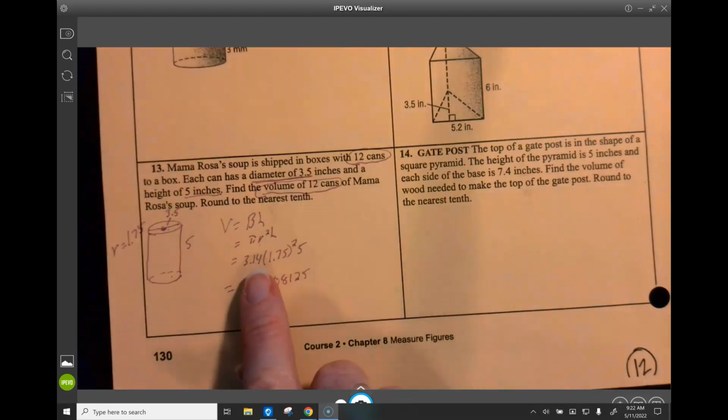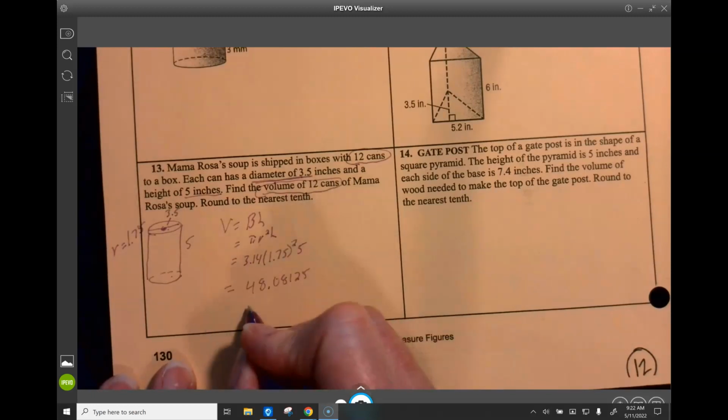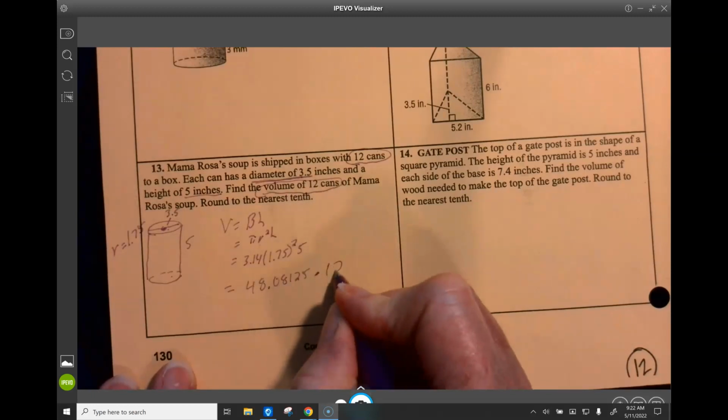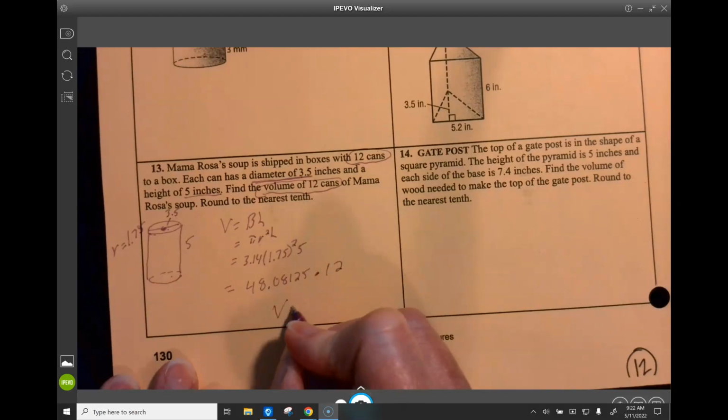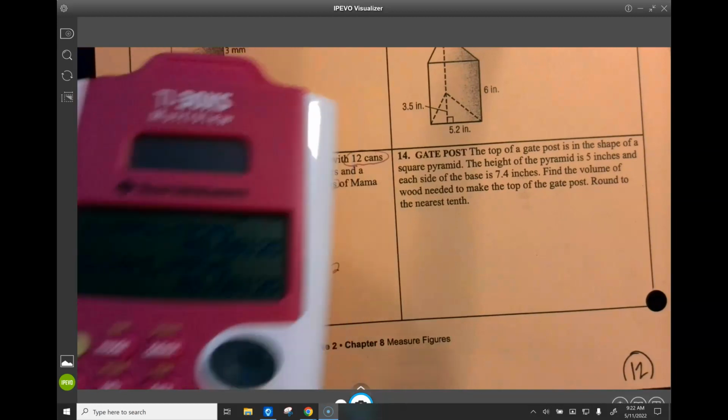Of course, I'm going to do it twice to make sure I did it right. So I'm going to multiply that again, and I did get the same answer. That is for 1 can. We need it for 12. So now I'm just going to multiply this times 12 to get my volume for all 12 cans. I just leave that in my calculator and go times 12.